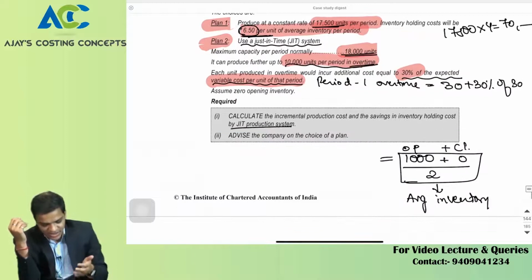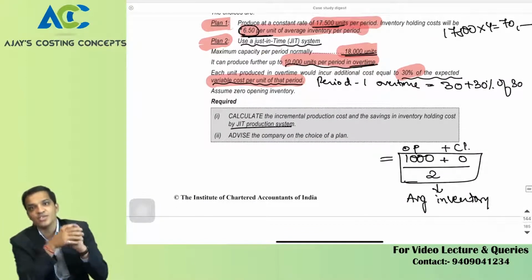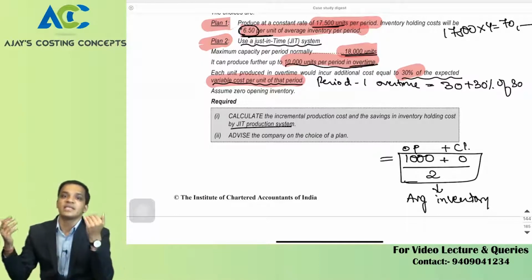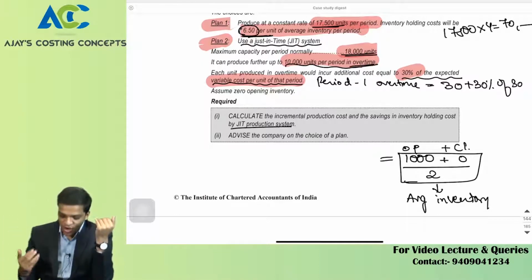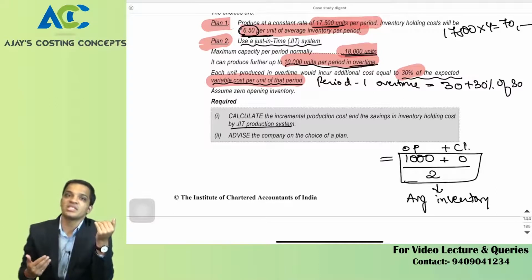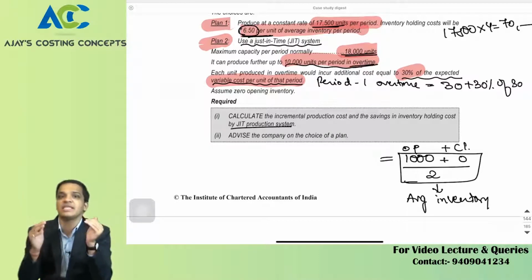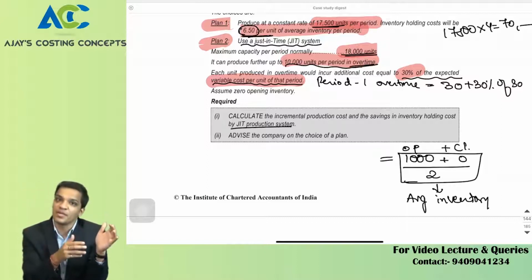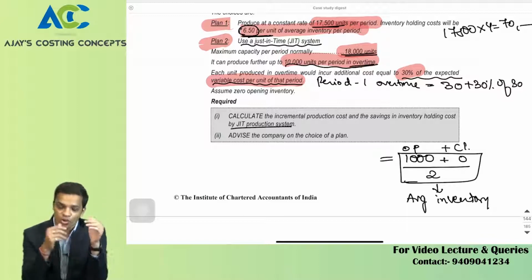Second is what the question is asking: advise the company on the choice of plan. So then you need to advise which plan you should go for. That is what I said, that just in time questions are all dependent on what the savings in just in time are compared to the current plan, or plan 1, that you are following.